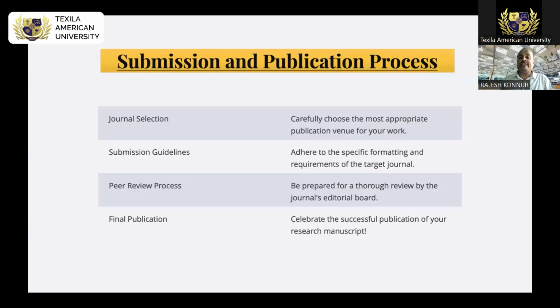Next one is the submission guidelines. Adhere to the specific formatting and requirements of the target journal. Very important. Read the guidelines of each journal. Think about the one where you want to publish, and follow the concept. For two or three journals at once, don't do it.